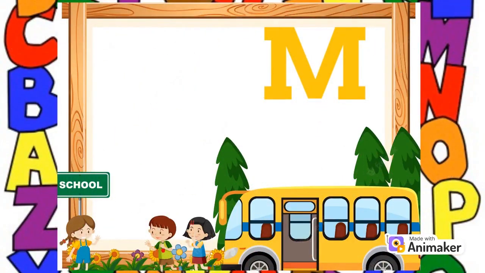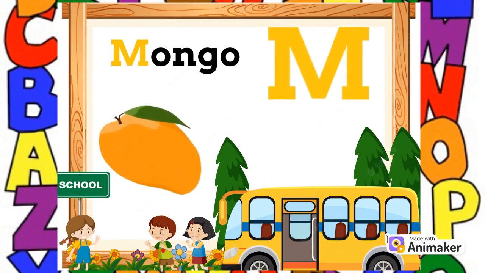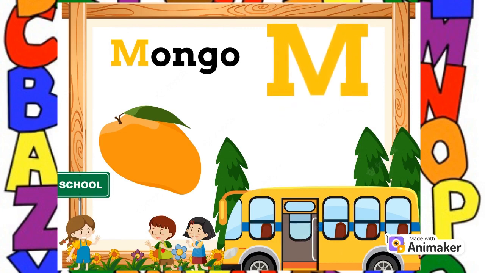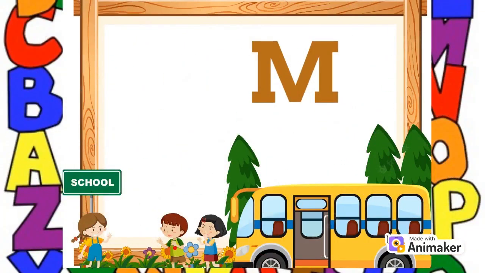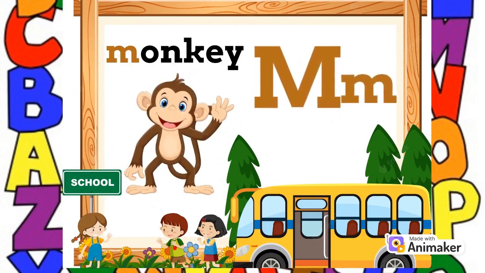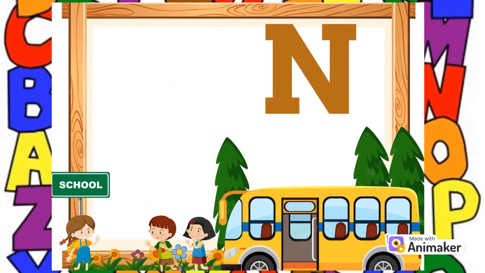M. Capital M. M for mango. M. A. N. G. O. Mango. M. Capital M. Small m. M for monkey. M. O. N. K. E. Y. Monkey.